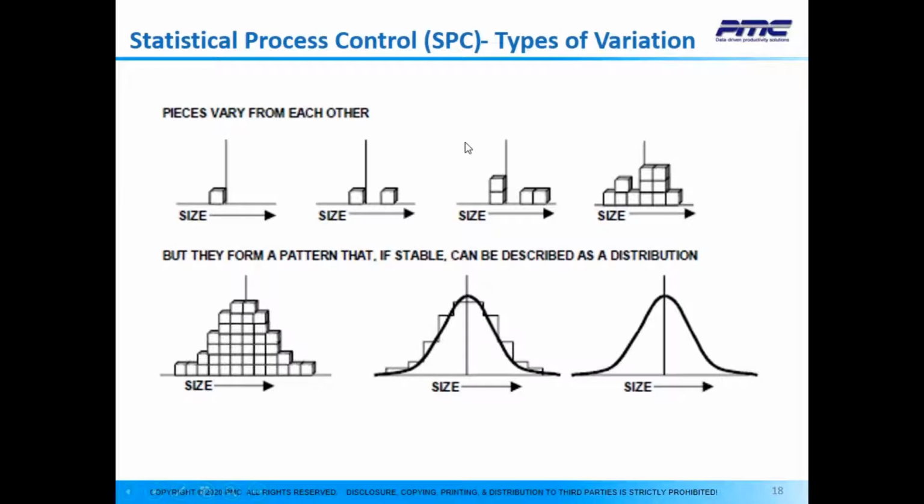So again, as I said before, there are different types of variation that we have to deal with. If you look at this picture right here, as you can see on this chart, pieces vary from each other as the size is different, right? But then they form a pattern that, if stable, can be described as a distribution. And depending on the size, you can see how that distribution becomes a great example of a normal distribution curve.